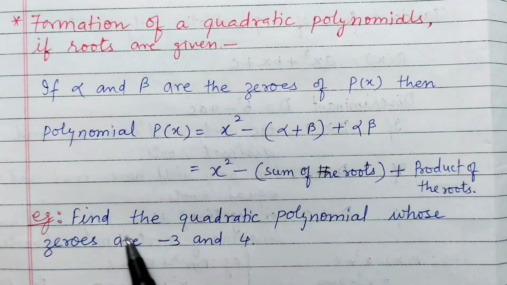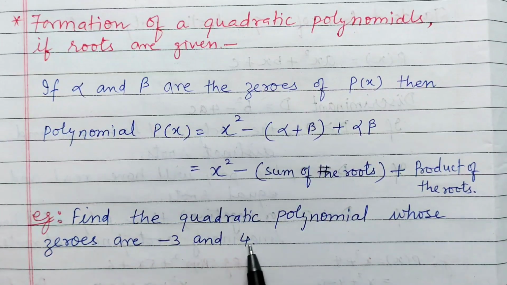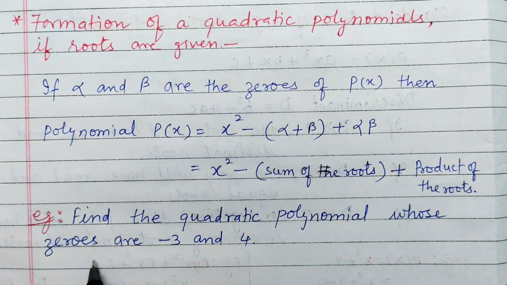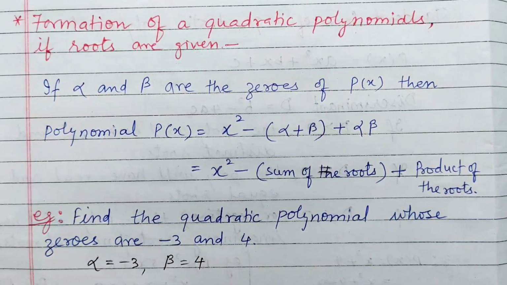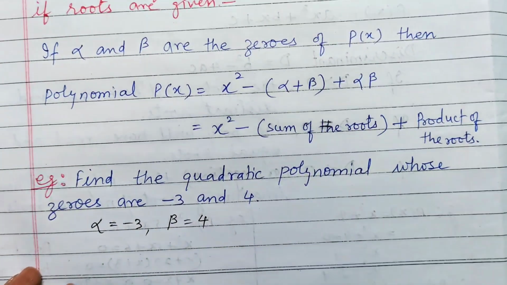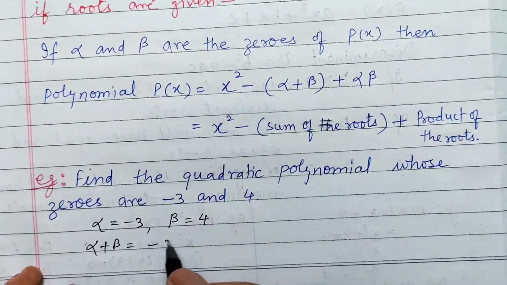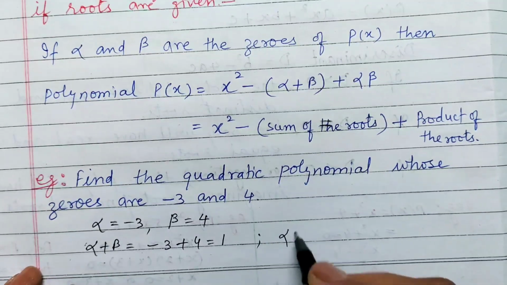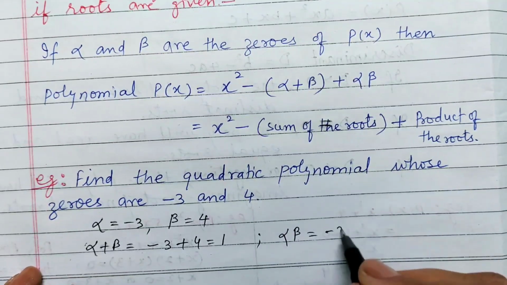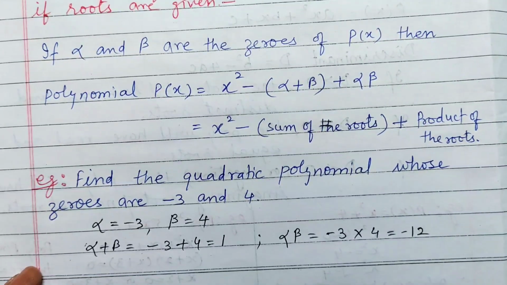Let's do it with an example. Find the quadratic polynomial whose zeros are minus 3 and 4. Let's take the first root alpha equals minus 3 and the second root beta equals 4. First of all we'll calculate alpha plus beta. Alpha plus beta equals minus 3 plus 4, which will give us 1. Alpha into beta equals minus 3 multiplied by 4, it will give us minus 12.